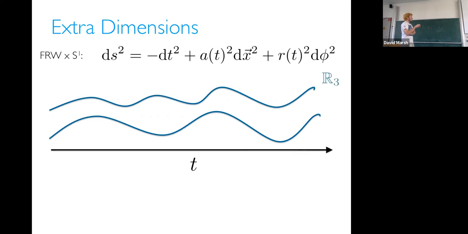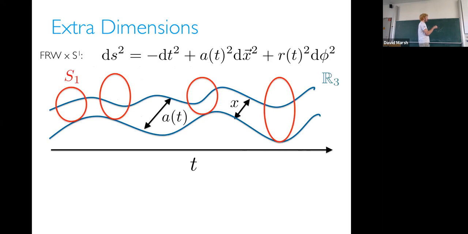We can draw our manifold R3. We lay down some coordinates on it, x, and then we have a scale factor, a of t, that describes the separation between two points with a given coordinate x. Then we put our extra manifold on it, S1. We imagine that there's a circle at every point in space along our manifold R3.